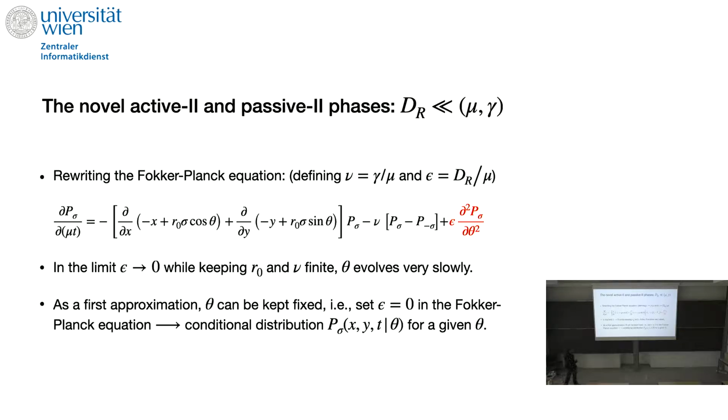And now, what is happening is that if epsilon is very small, so dr is very small, then at the first approximation you can neglect this term. So then you are looking at a steady state, which is basically a run and tumble particle along your orientation theta, okay?